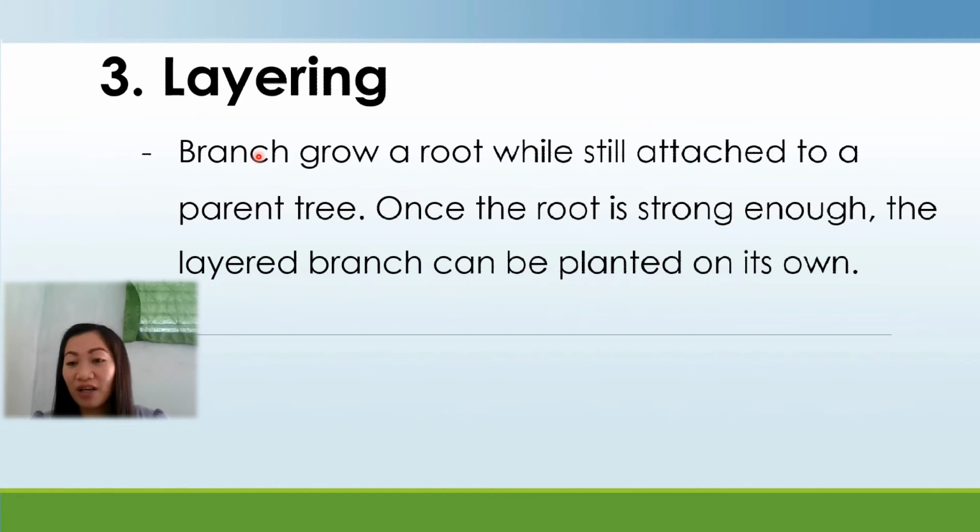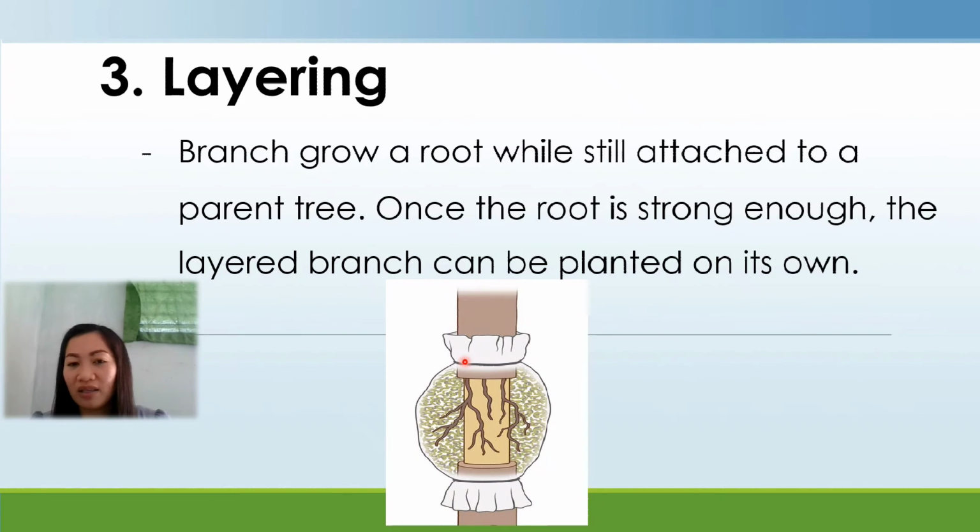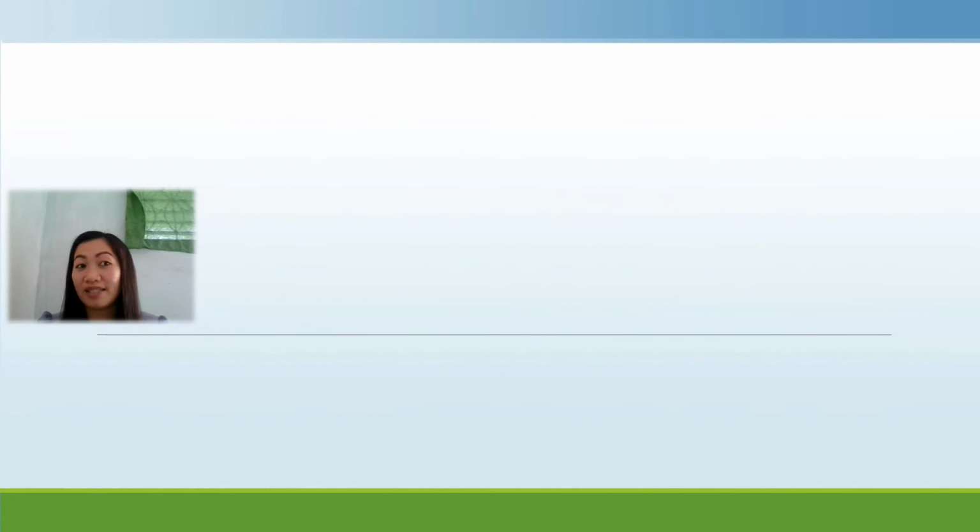Again, we have the layering. In this method, the plant is still attached to the mother. If you discover that the stem already has its own root, that's the time you can cut it and put it in the ground, or you can plant it already. Now let's talk about the steps on how to do the layering.